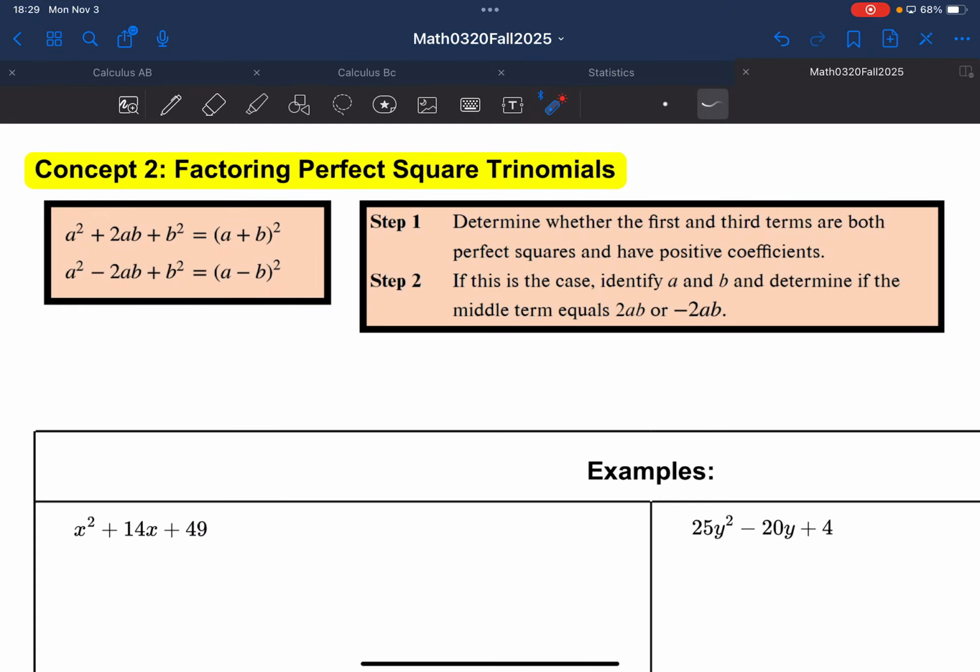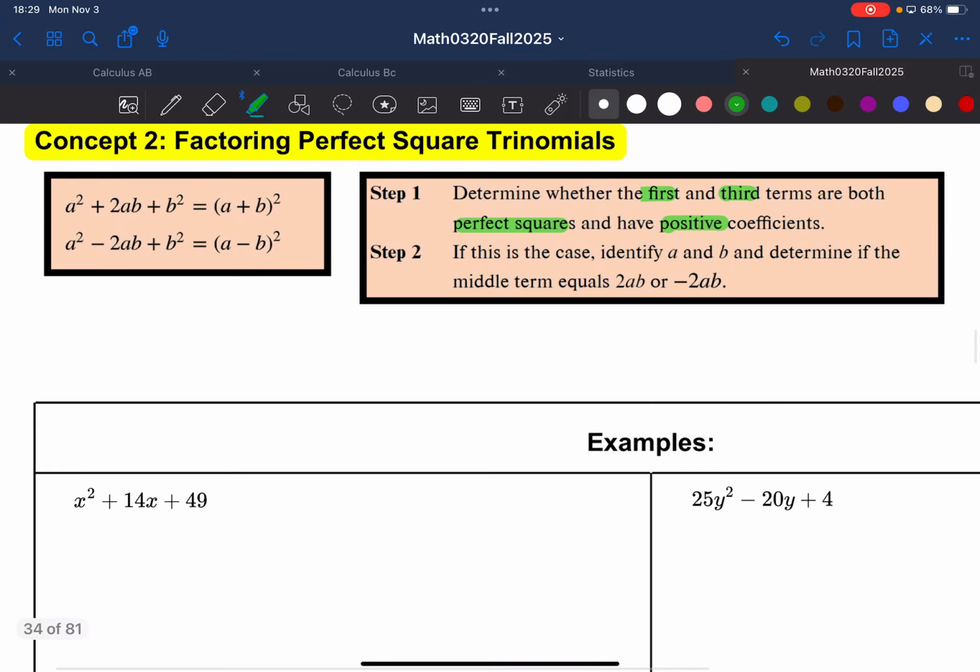So it says determine whether the first and third terms are both perfect squares with positive coefficients. So we're first checking that the first and third terms are perfect squares and that they're positive. Okay. It says if this is the case, identify A and B and determine if the middle term is going to equal 2AB or negative 2AB.